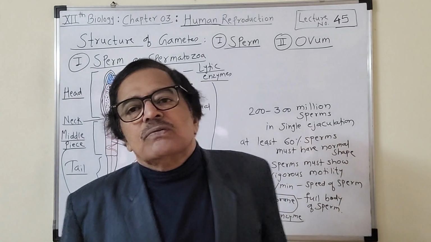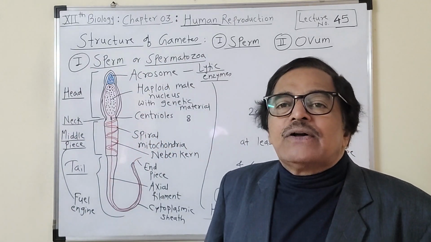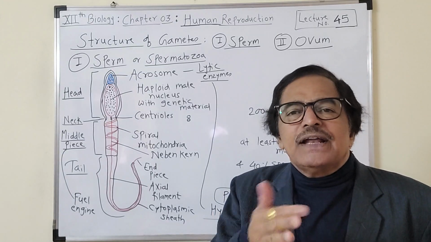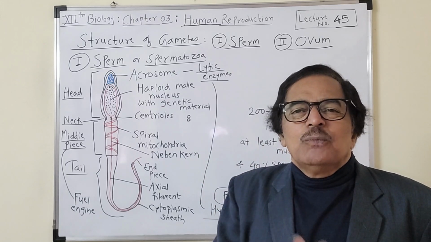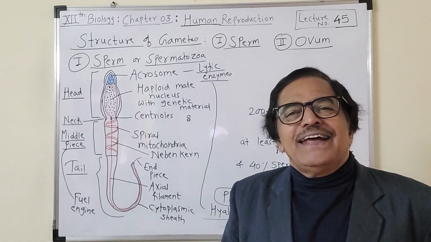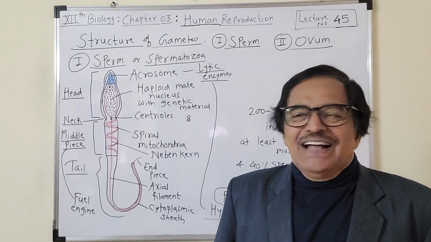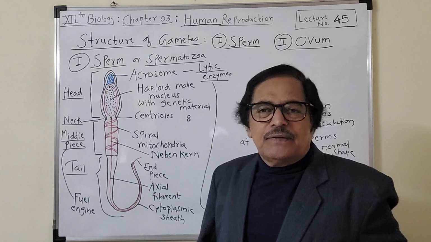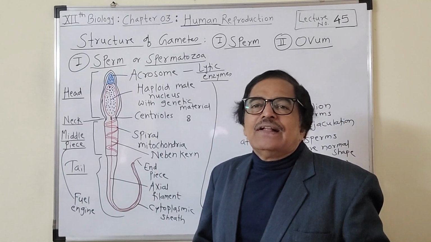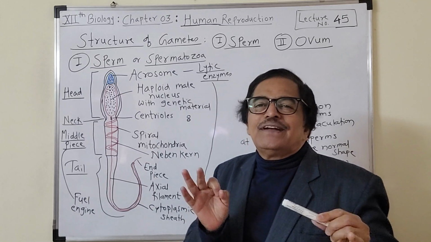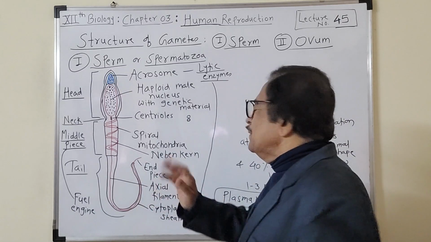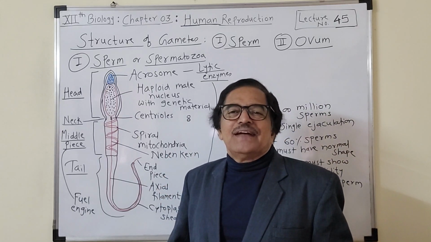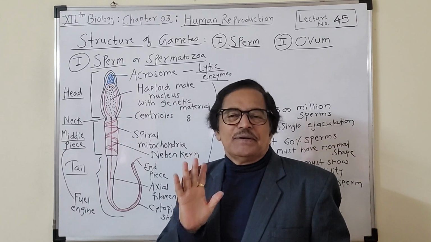That tail is near about 50 micrometer, 50 micron in length, near about. And it is because of the tail that there is movement. The movement of the sperm is only and only with the help of that tail, nothing else. And only at the tip, the part which we have named the end piece, you will see that the cytoplasmic sheath is absent. Only at the tip the cytoplasmic sheath is absent. That part is called the end piece, containing only the axial filament.